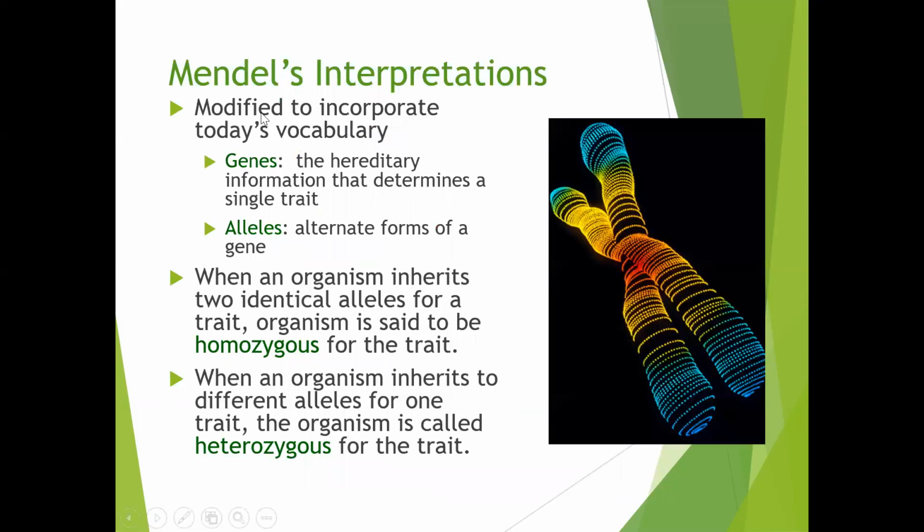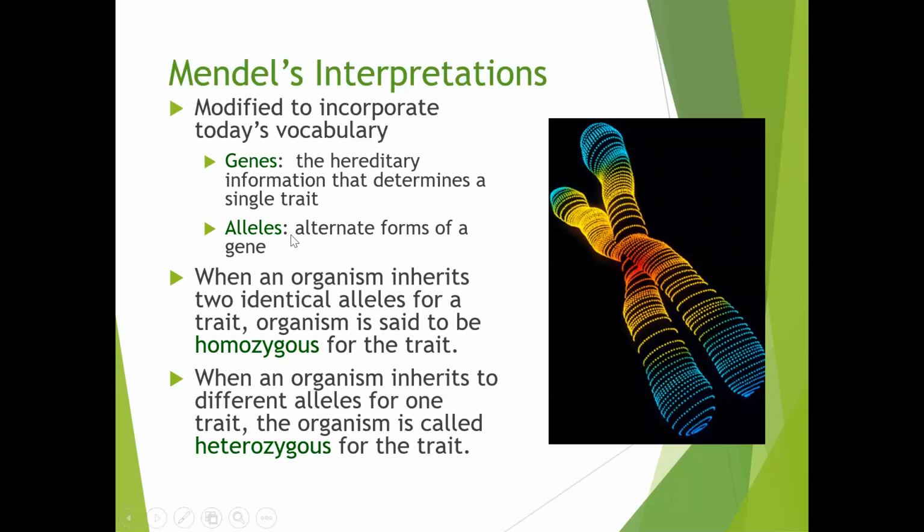All right, so what did Mendel interpret from these findings or his observations? We have to interpret his findings into our modern day vocabulary. He wasn't using the term genes or alleles, but now we can use that. Genes are going to be the hereditary information that determines a single trait. Okay, so that DNA is going to be contained within a gene.